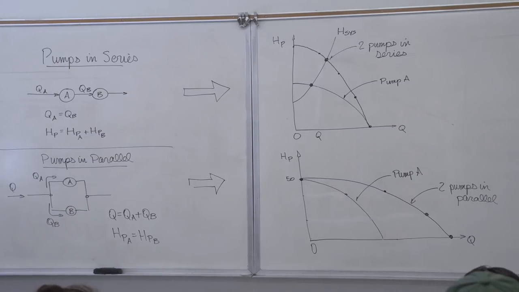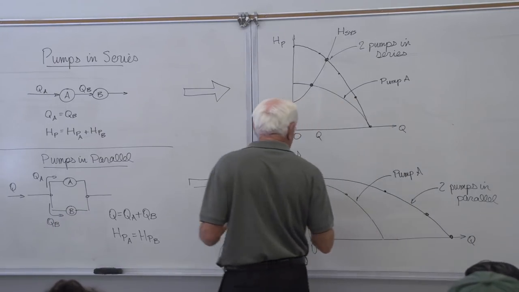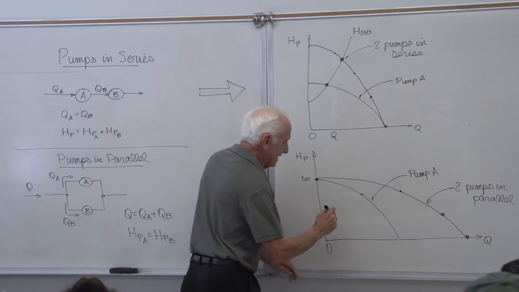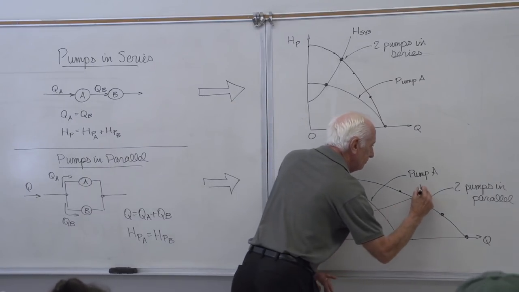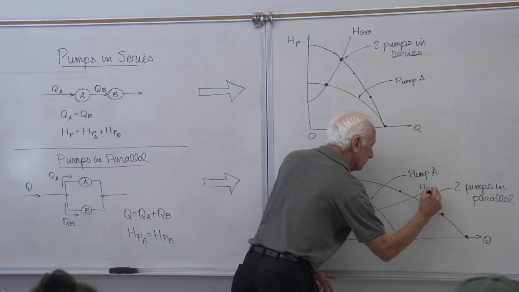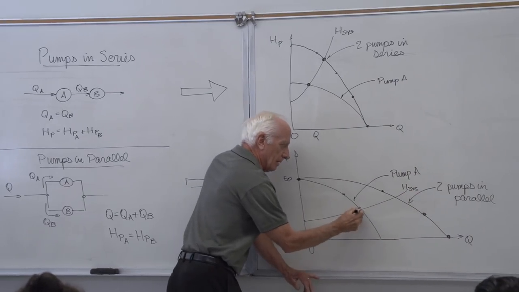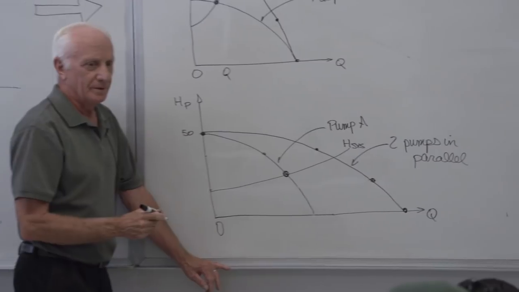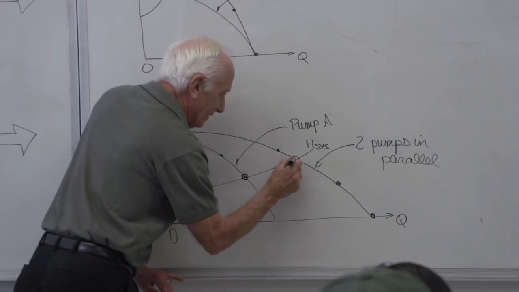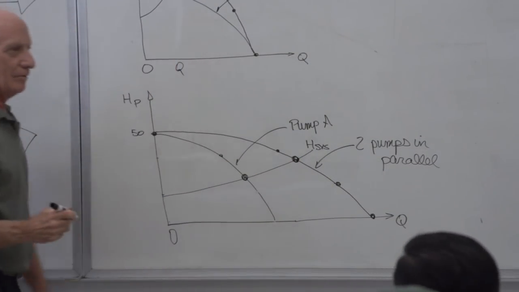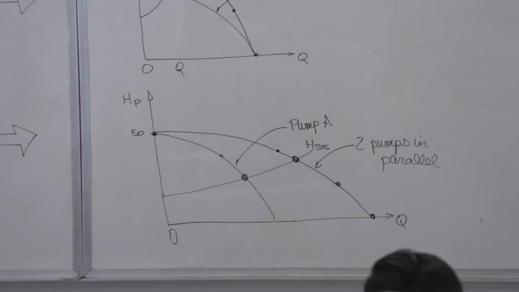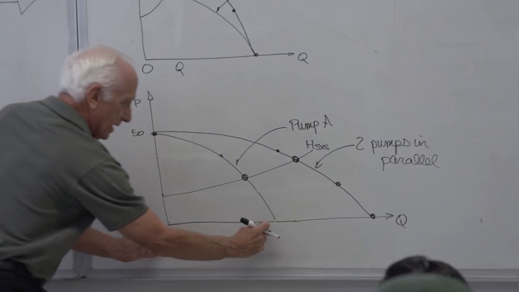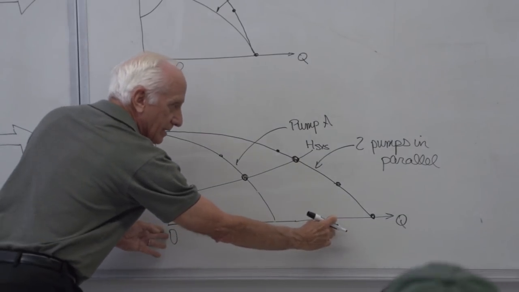So now you take the case of pumps in parallel. I'll make this up. Let's say that this is the system curve for that. Here's a single pump. Okay. Here's two pumps in parallel. What did you just do? Wow, did I increase the flow rate dramatically? The flow rate was here. Now the flow rate is here.